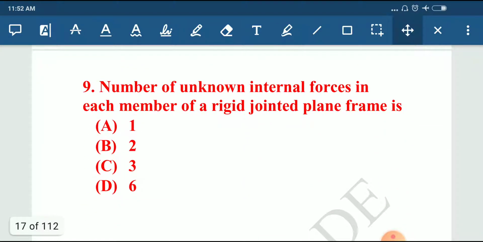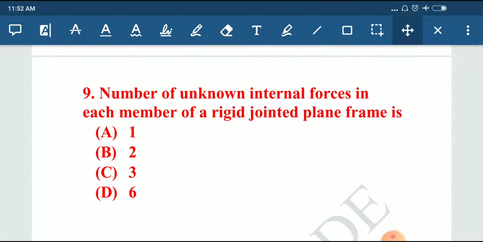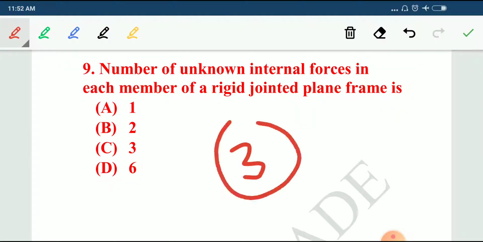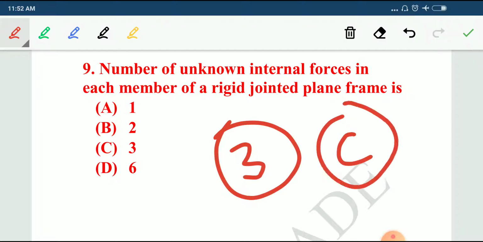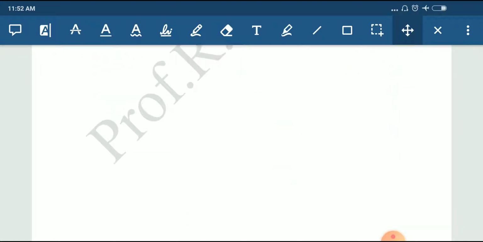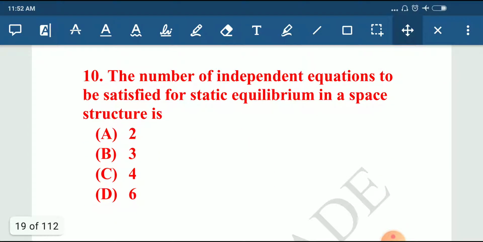The number of unknown internal forces in each member of a rigid jointed plane frame is the same, that will be 3. Definitely 3 is the correct answer. C is the correct answer for this plane frame. Okay, next. The number of independent equations to be satisfied for static equilibrium for space.